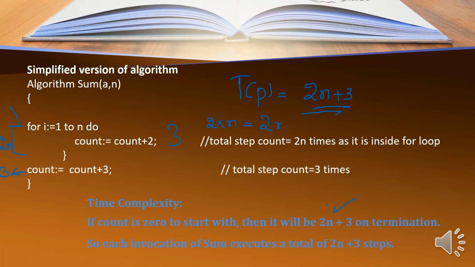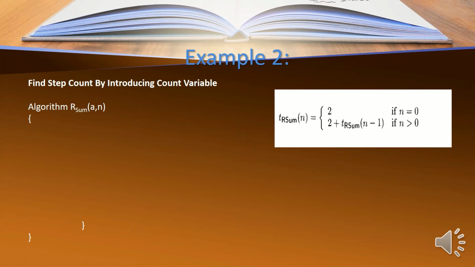Now we'll find the time complexity for another algorithm. What is this algorithm about? This algorithm is about summing the array elements in a recursive manner. So first let's see the code of the recursive program. If n is less than or equal to 0, then return 0, else return RSum of a comma n minus 1 plus a of n.